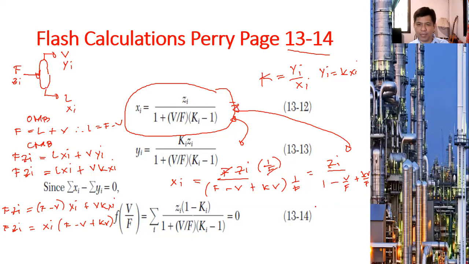Pag pinactor out nyo yung B over F, you will have X sub I is equal to Z sub I over 1 plus B over F. Kita nyo ba yan? So this will be negative 1, and then this will be positive K. Of course, pag pinagpalit nyo ng pwesto itong minus 1 at saka K, that will be the same as K sub I minus 1. Do you have any question regarding the justification of this equation? May tanong? I hope you get it. So, ganun din yan.